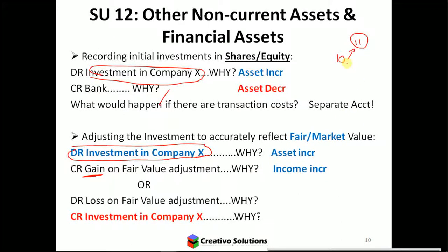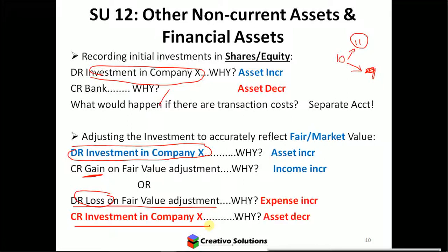Right, what happens if tomorrow the share is actually worth 9? It decreases. That's a decrease in value. So that would be a loss on fair value adjustments. So that's why I have this: debit the loss. Why? What type of account do you think that is going to be viewed as? An expense. Good. And the investment, is the investment worth more or less? Less. Correct. So how do I decrease the investment? You need to credit it. Exactly. You'd have to credit it because it's seen as an asset. Does it make sense? Yes. So your expense will either go up or come down, depending on what it is.